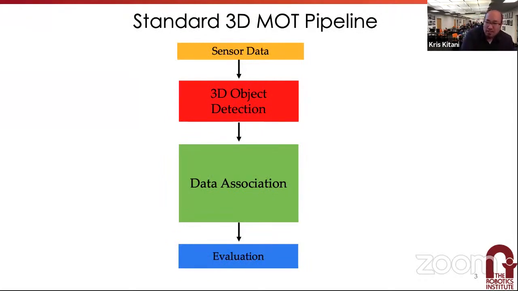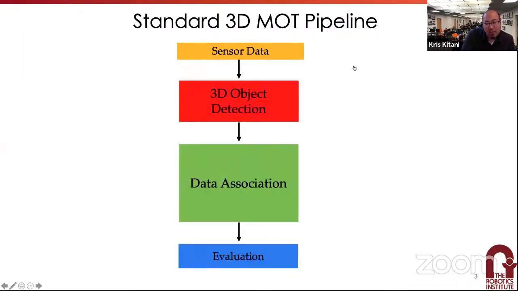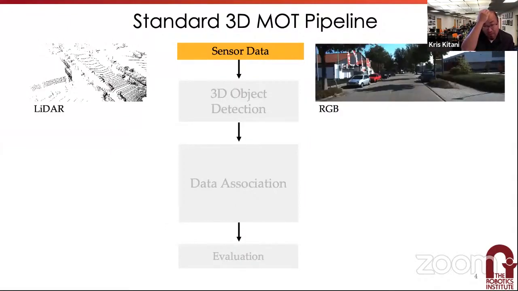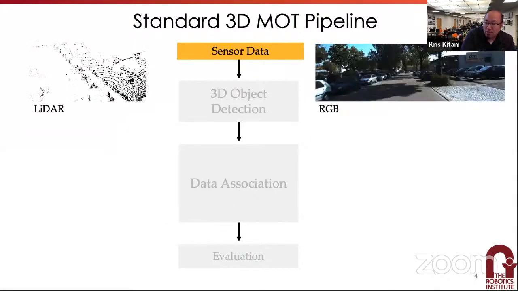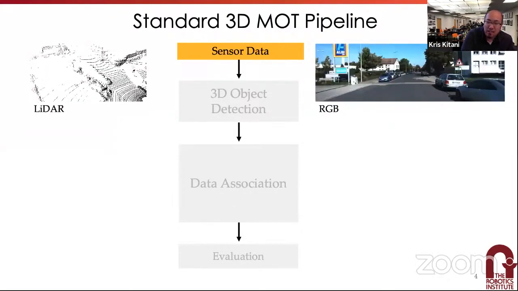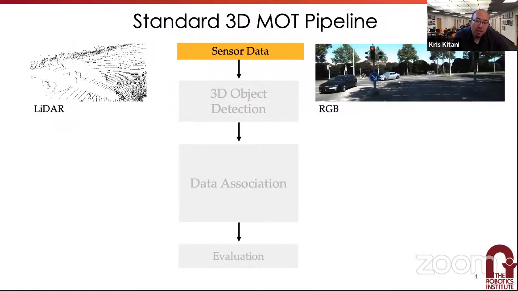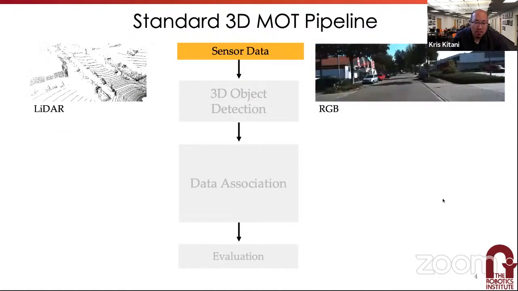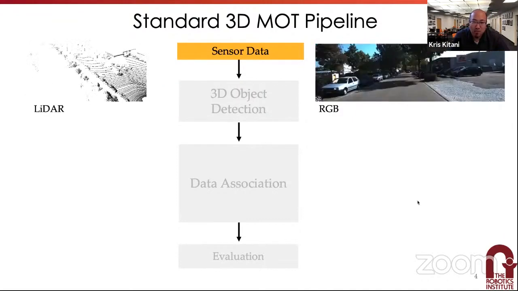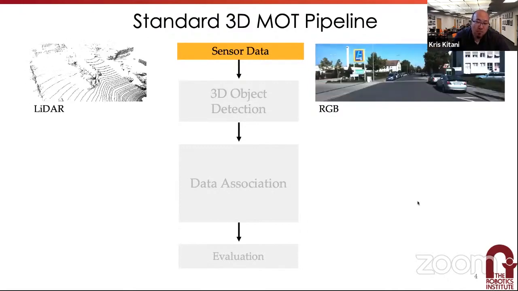Right, so we're going to have some kind of sensor data. We'll do 3D object detection based on that data, do some kind of data association, and then we'll usually have some kind of output, and then we're going to evaluate it. So let's start with the sensor data. In the autonomous driving context, we have different types of inputs. The ones that I think we work with the most in computer vision are LiDAR and RGB. But we also have access to GPS and IMU, so it's very much a multimodal sensor or multimodal input kind of task.